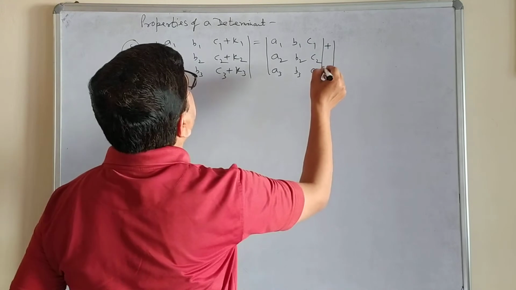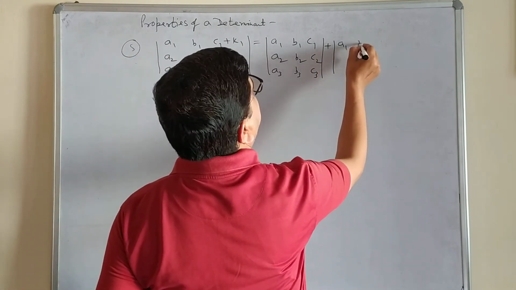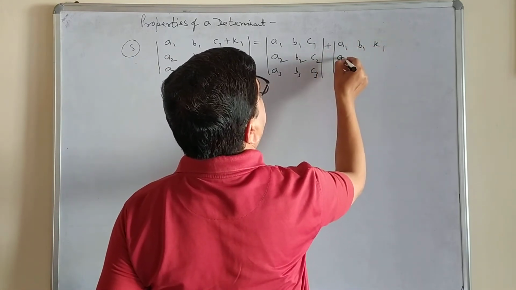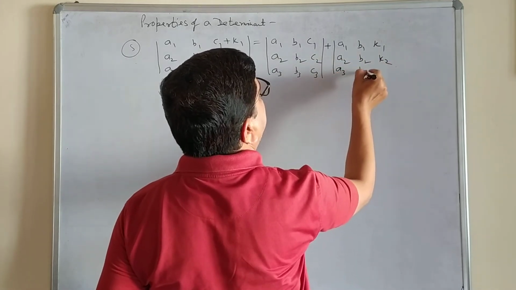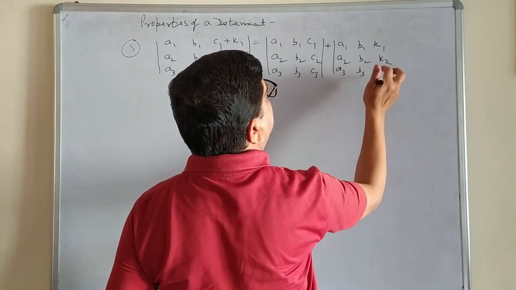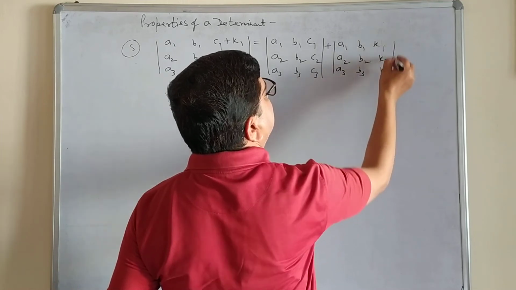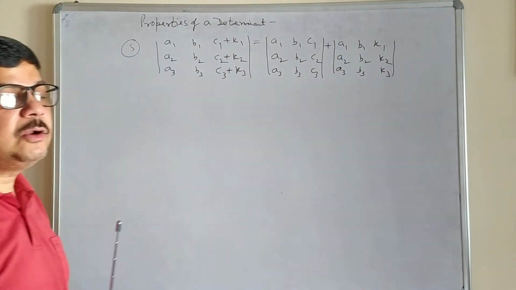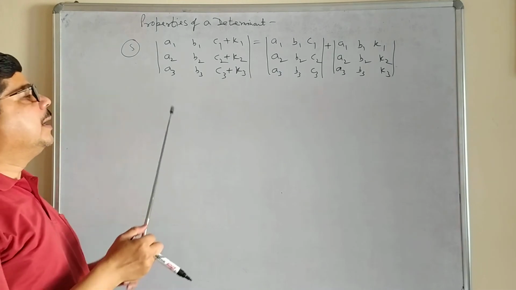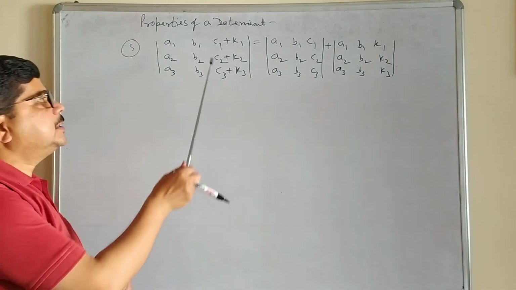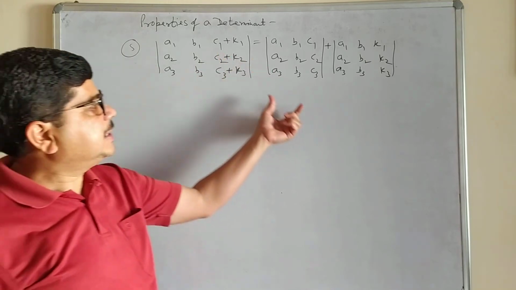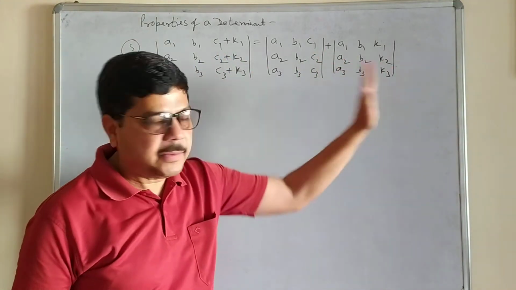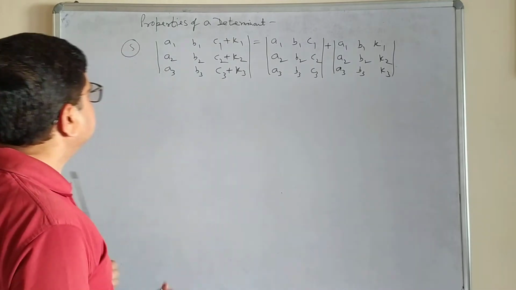plus. So if each element of any row or column can be expressed as the sum of two elements, then the determinant itself can be written as the sum of two determinants.